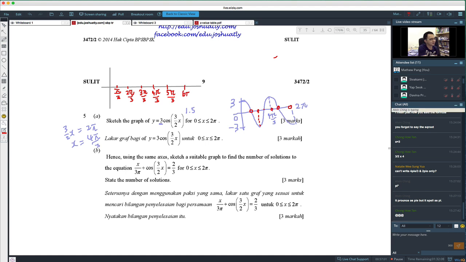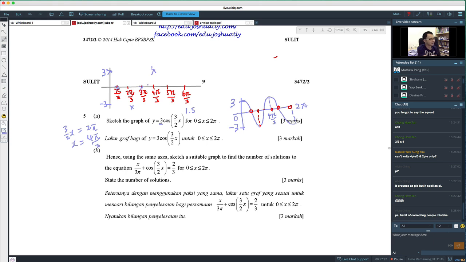Then you will need to sketch your graph like this. This one will be 3. This one will be negative 3. Then I can plot the coordinates like this: 1, 2, 3, 4, 5. So that means this is 1 cycle, and 6, 7. This is 1.5 cycles.